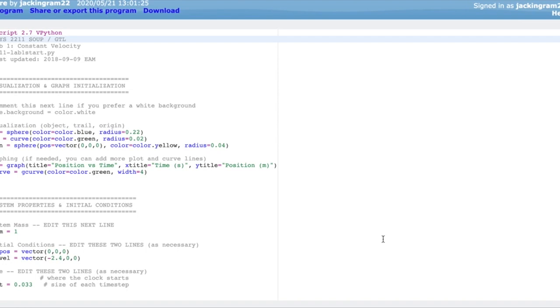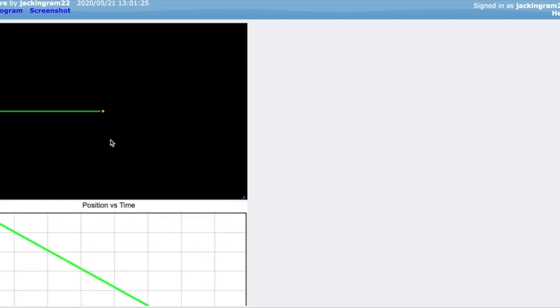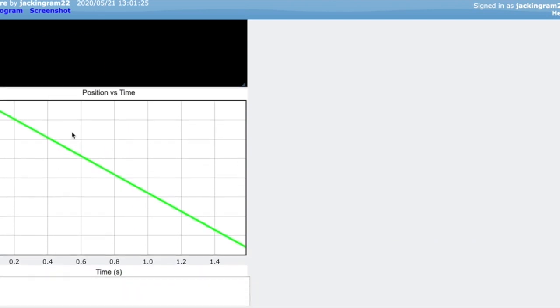So here's my GlowScript code, and if we run this program, you can see this is a depiction of the soccer ball moving from right to left, and this graph shows the position versus time that the code generated.